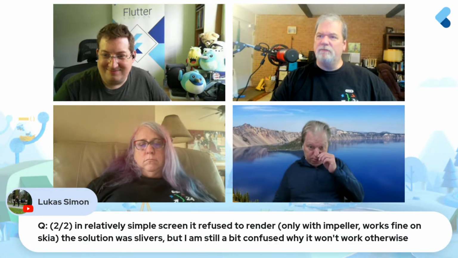Could you go through scroll widgets and talk a bit about them in terms of capabilities? I have been having huge problems with single child scroll view lately. In relatively simple screens, it refused to render. Only with Impeller, it works fine on Skia. The solution was slivers, but I am still a bit confused why it won't work otherwise.